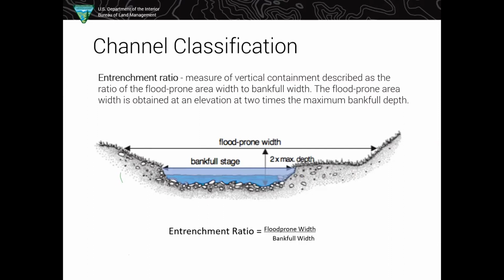So you can see the channel to bank full, and then now we're going to go twice that deep, right? That lateral extent is your flood-prone width. So now that you have the flood-prone depth at that height, you know your width, and how it relates to your bank full width, and that ratio is your entrenchment ratio. It's also worth mentioning that 2 times max bank full also loosely correlates to an area that would be inundated by a 50-year flood event. So that's kind of your 50-year floodplain.